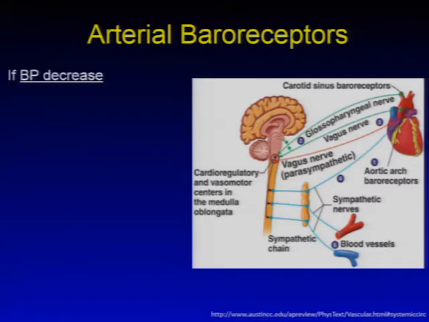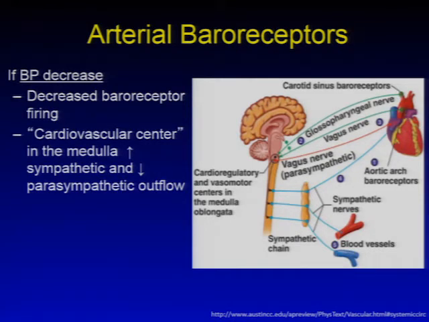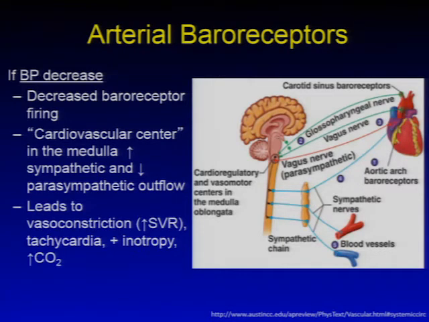The following diagram shows this in a little bit more detail. If blood pressure decreases, there's a decrease in baroreceptor firing, and the cardiovascular center of the brain, which is in the medulla, will increase sympathetic tone and decrease parasympathetic outflow. This leads to vasoconstriction, or an increase in SVR, tachycardia, an increase in inotropy, as well as, this should say, an increase in cardiac output. This is an immediate response that these receptors have to a decrease in blood pressure.